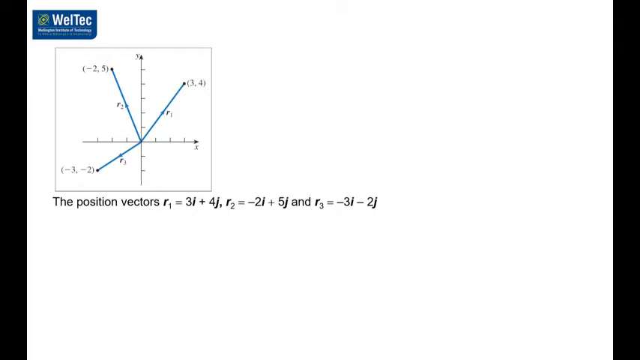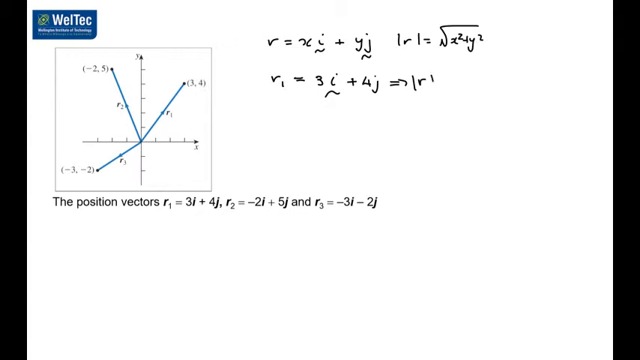We can find the lengths, or the magnitudes, of these vectors. So if we've got that r is equal to xi plus yj, then the magnitude of r is equal to the square root of x squared plus y squared, which is what you'd expect. So let's have a look at r1. r1 is 3i plus 4j, so the magnitude of that would be the square root of 9 plus 16, which is 5.